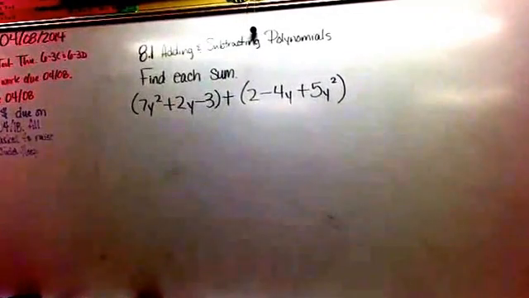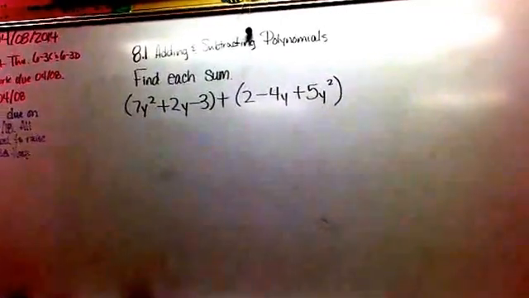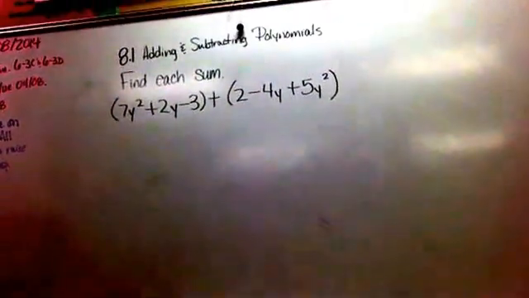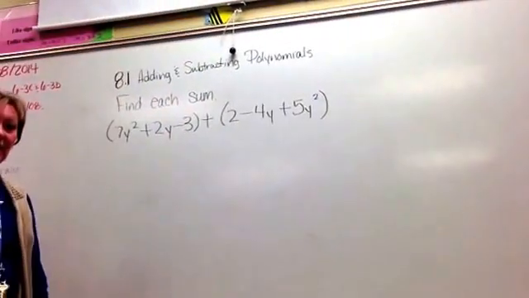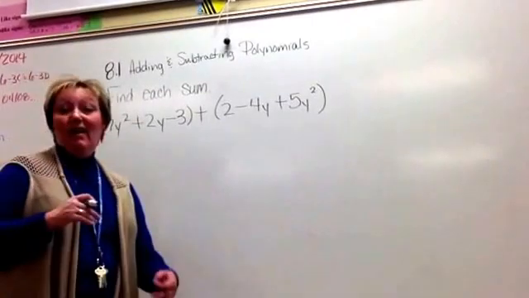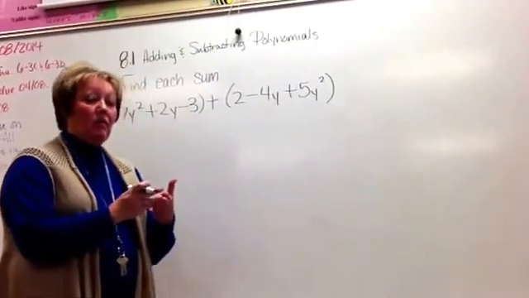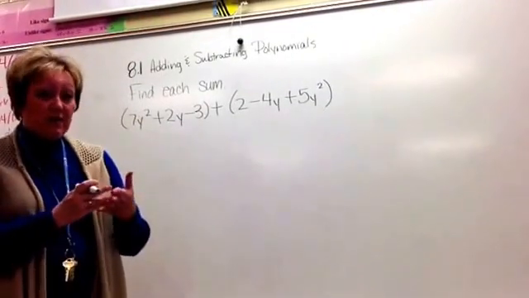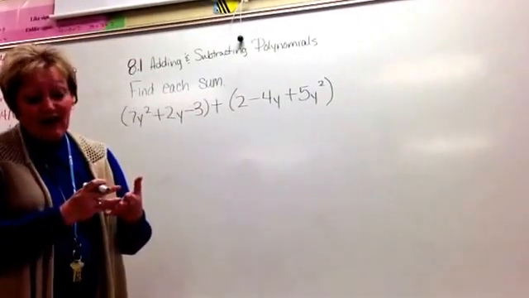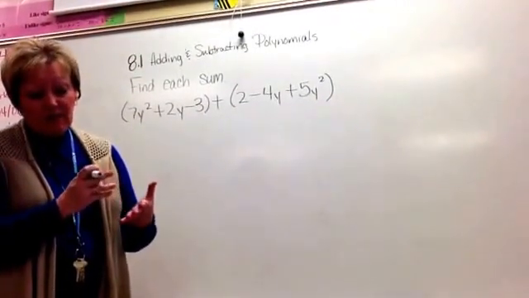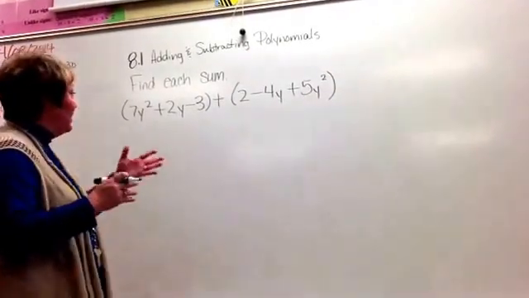Okay, students, now we are going to find each sum of polynomials. Now, this is pretty easy. I want you to think back to when we were combining like terms a long time ago. That's all we're going to be doing for this. Now, there are 2 methods to do this. You've got a vertical method or a horizontal method. Now, I like to use the vertical method, and I like to line these up.